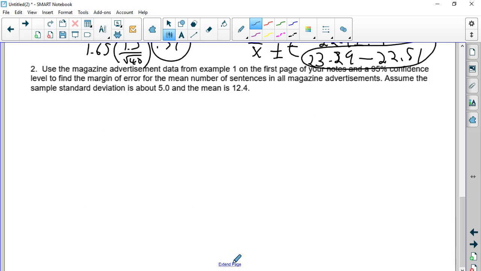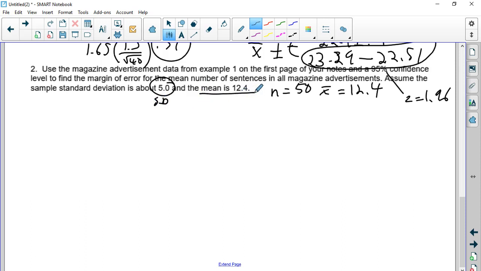Now, last example. Use the magazine advertisement data from example 1, the first page of your notes. That was the one where we had the 12.4 average and N was 50. So let's just remind ourselves, N was 50 and X bar was 12.4. Now we're going to do 95% confidence interval. 95% confidence interval is going to be using a z-score of 1.96. The sample standard deviation is 5.0, and like we said already, the mean is 12.4.